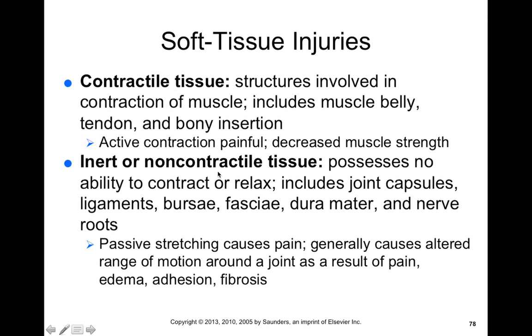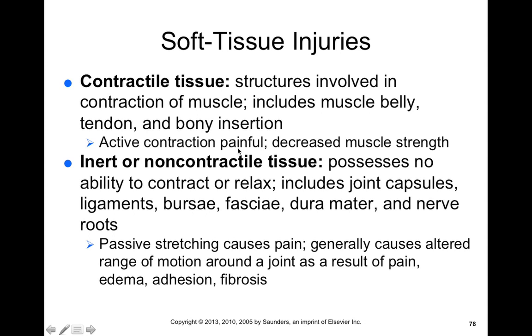Now, this is different than the inert or non-contractile tissues because they don't possess the ability to contract or relax. Therefore, they don't experience direct tension as the result of a muscle contraction. So this is going to include things like joint capsules, ligaments, bursa, fascia, dura mater, and nerve roots.